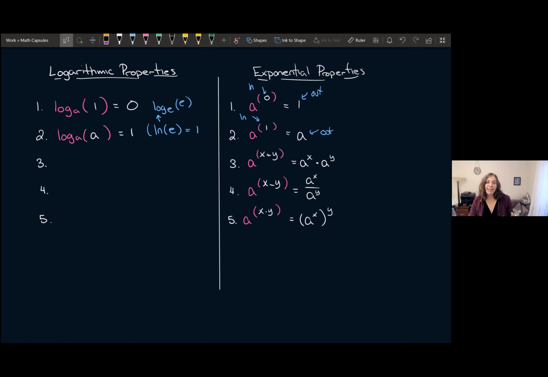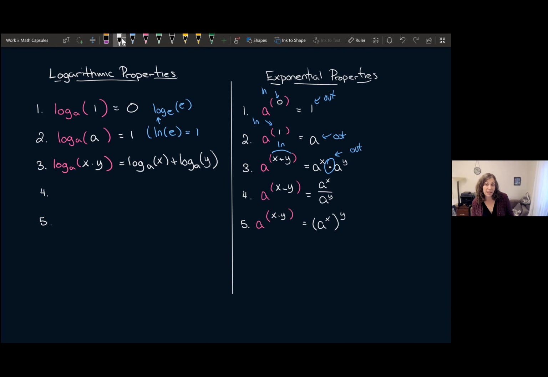Next one. Now we're getting into the actual properties, the things that would help you rewrite an expression or solve an equation. On the right-hand side for exponents, we know that any base a raised to the power of x plus y can be rewritten as a product of a to the power of x times a to the power of y. If you're rusty on this, we do have a whole playlist about working with exponents. But what I notice here is that in the input, I have an addition, which becomes a product outside of the exponent. The corresponding property for logarithms looks like this.